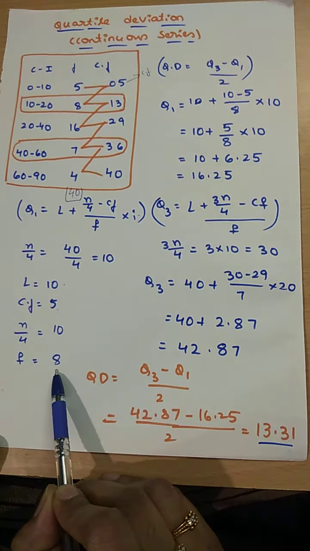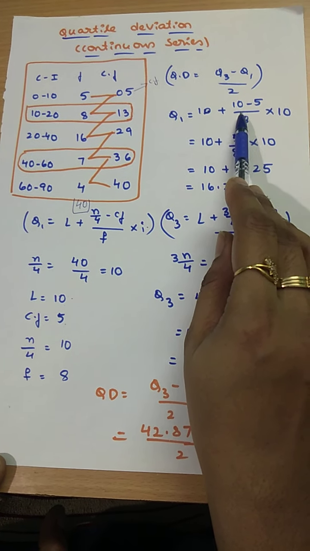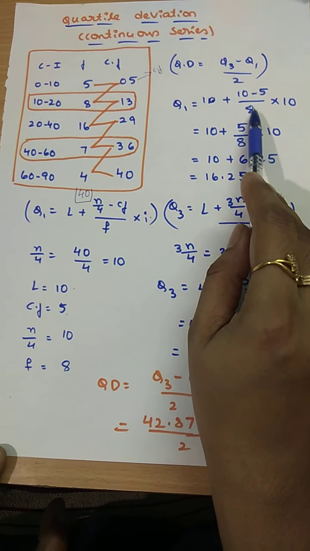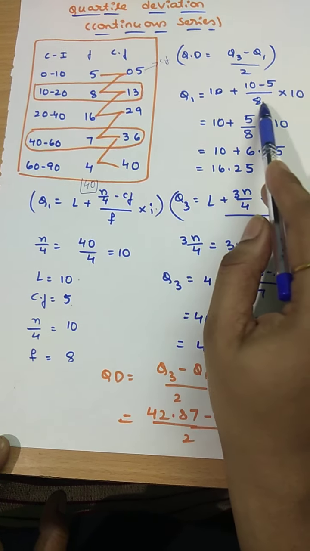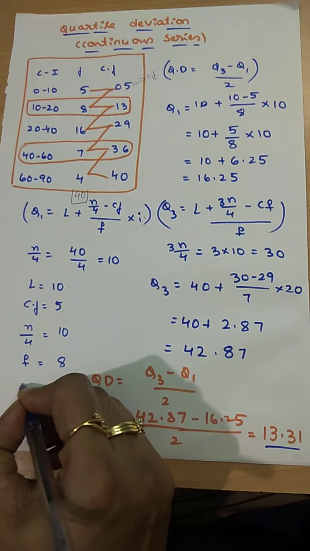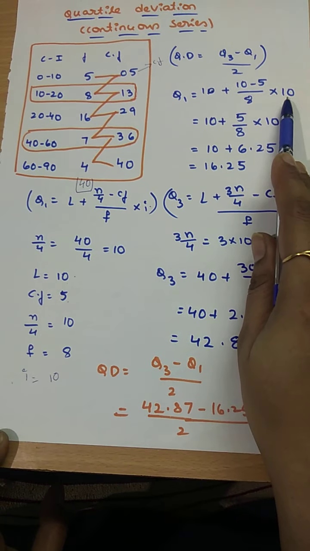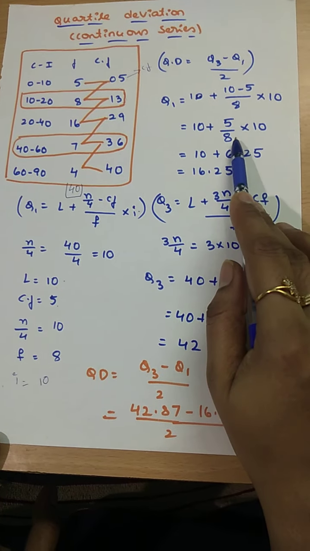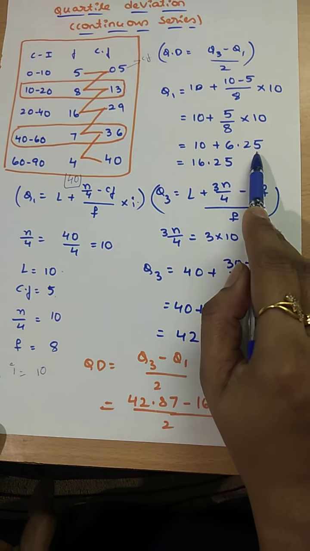Substitute these values in the Q1 formula. Q1 equals L, which is 10, plus n by 4, which is 10, minus CF, which is 5, divided by the quartile class frequency, 8, into I, the width of the class interval. Here the width is 20 minus 10, which is 10. So 10 plus 5 divided by 8 into 10, that is 10 plus 50 divided by 8, which is 6.25, so Q1 equals 16.25.